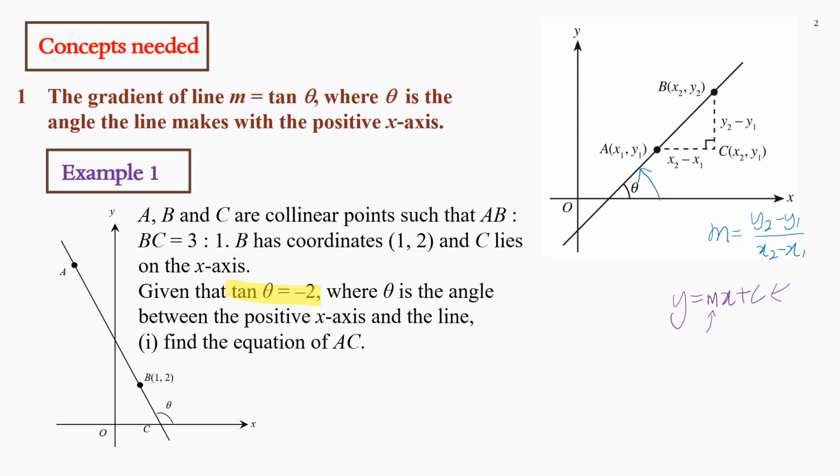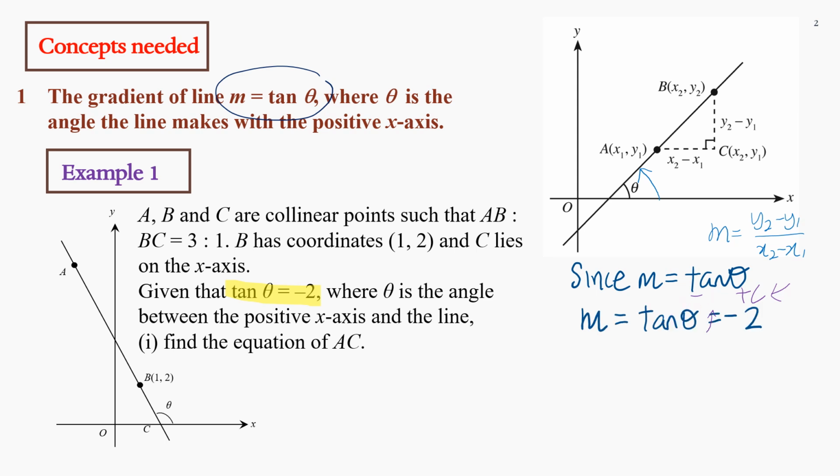Yes. So this gradient will come from this information that is given here, highlighted in yellow. That is tangent theta equals to -2. So this is where we make use of the concepts that we have just mentioned. M equals to tangent theta. Right. So since M is equals to tangent theta, and tangent theta is equals to -2, then the gradient of this line AC is -2.